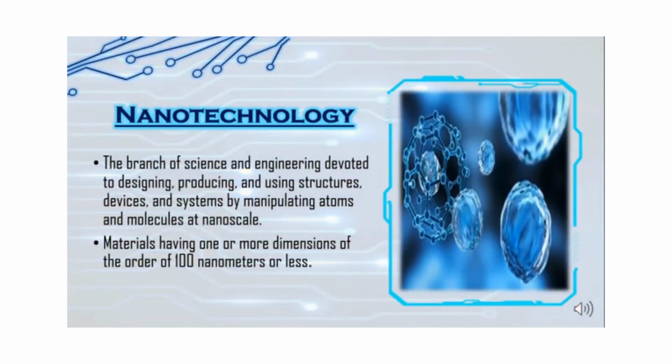Starting with what is nanotechnology. So basically, it's an interdisciplinary science, and it is devoted to designing, producing, and then using some structures, devices, or systems which are made by manipulation of atoms and molecules at a nanoscale. Or we can say that nanomaterials have one or more dimensions of the order of 100 nanometers or less.